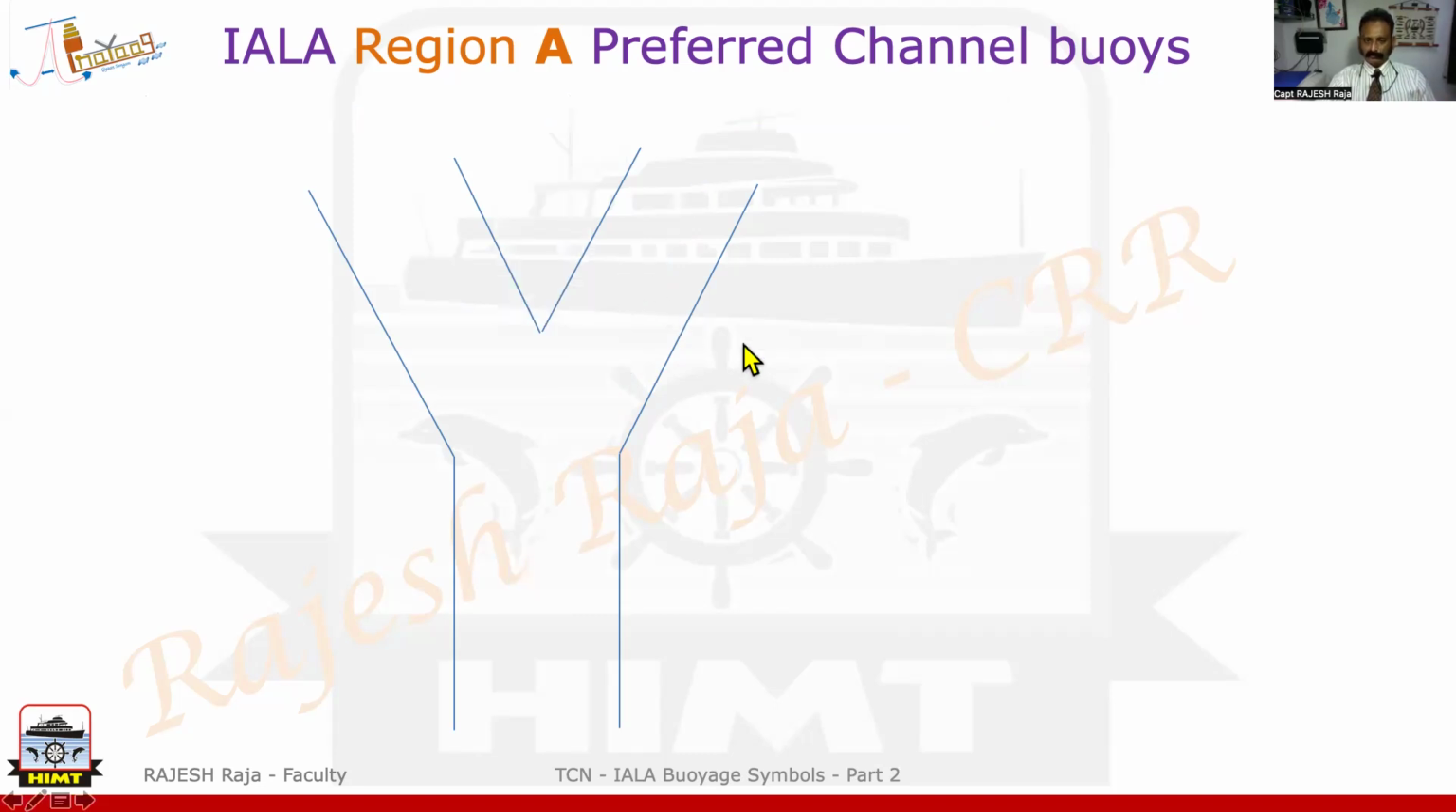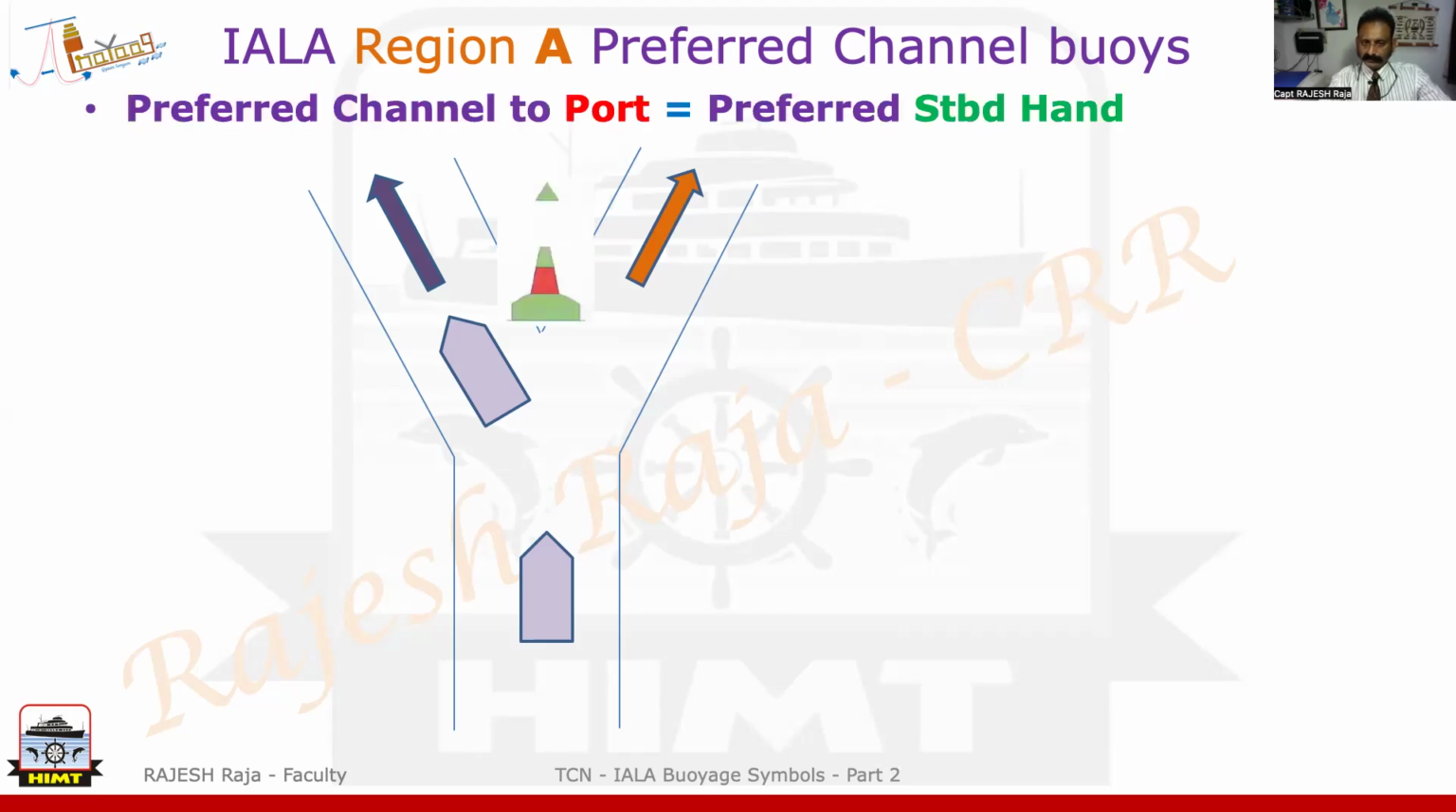Let me give you one more. This time, I have a choice to go on the port side or starboard. Let us say it is much better to go on the port side. That means this is called preferred channel to port. I'm going to place a buoy exactly at the junction that will become my starboard hand buoy. So I'm going to put that buoy here. This becomes a starboard hand buoy. That is why I would suggest you try to remember it as preferred starboard hand buoy. It's easy to guess the colors. Starboard hand buoys, please remember, are always green color in region A. So the majority color in this buoy is also green with a small red horizontal band.